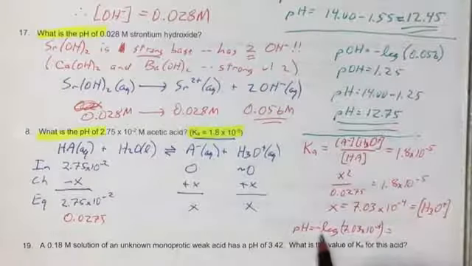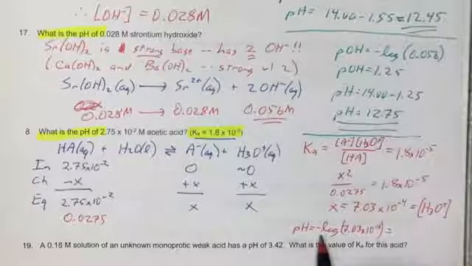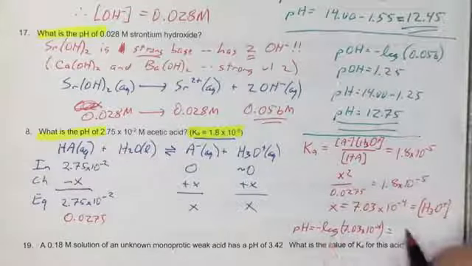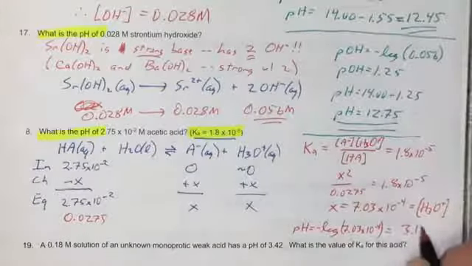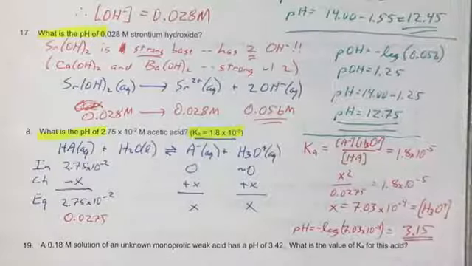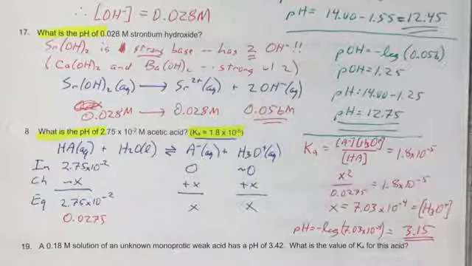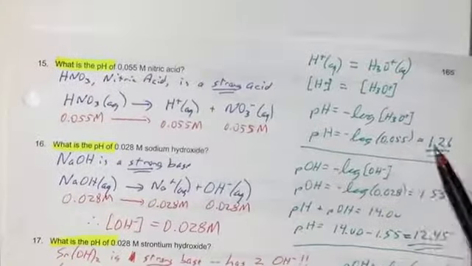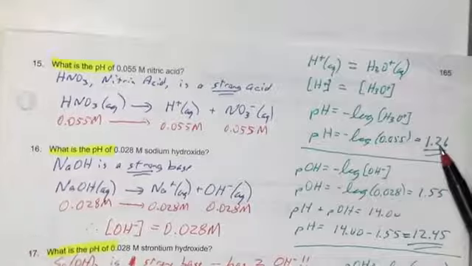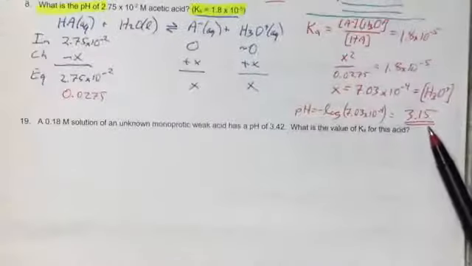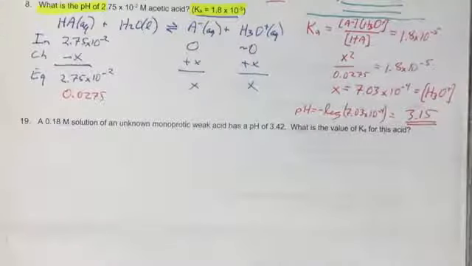Okay, so when I hit the log button and I change the sign, then my pH calculates out to be 3.15. The pH is 3.15. This is an acidic solution. Now notice it's not as acidic as the previous problem we did with the strong acid. With the strong acid, there was a lot more H+. It had a much lower pH. It was more acidic. But this is acidic, a 3.15 pH.